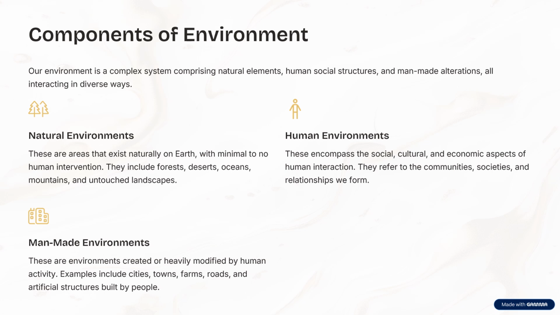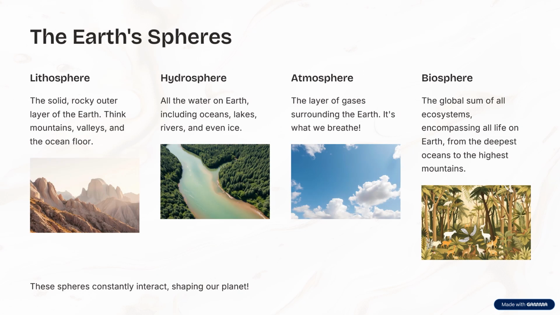Third, man-made environment. Basically, it is a huge, big structures made by the humans like cities, towns, roads, etc. So let's move on to the next point. The Earth sphere. The Earth sphere is very important. The Earth sphere contains the four components: lithosphere, hydrosphere, atmosphere, and the biosphere.